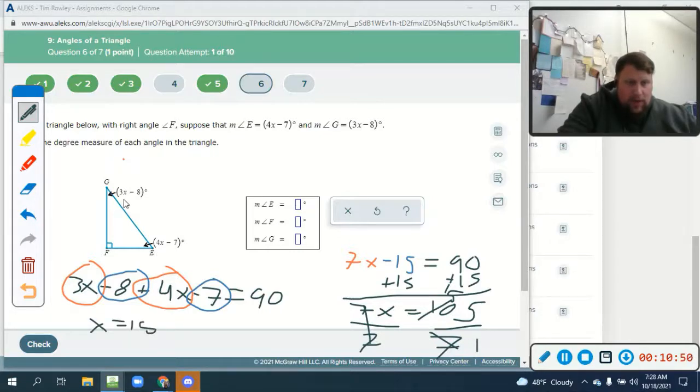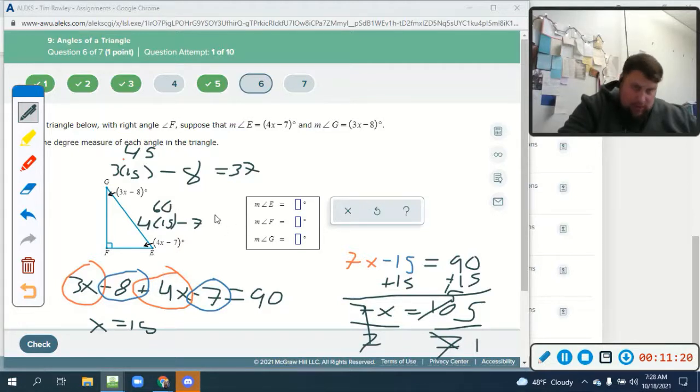If that's true, let's plug it into here. I'm going to have 3 times 15 minus 8, right? Which is 45 minus 8, or 37 degrees. Down here, I'm going to have 4 times 15 minus 7. That's going to be 60 minus 7, which is 53. And I can further check to see if these are correct, because what's 53 plus 37? That's 90 degrees. Boom. All right.